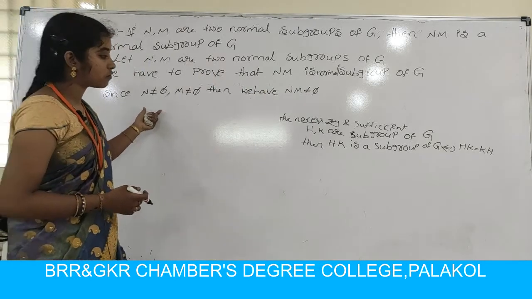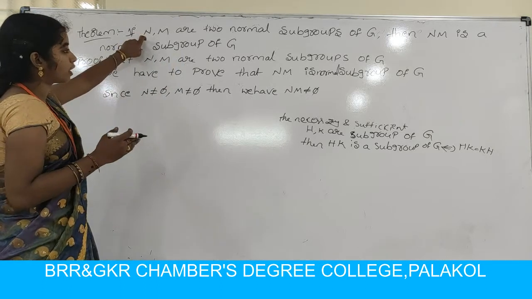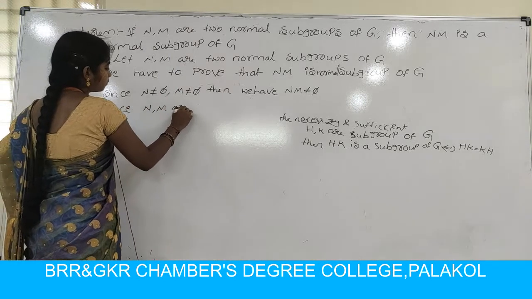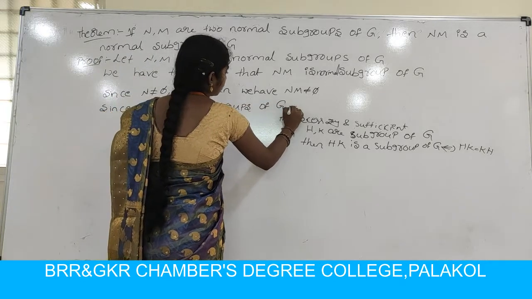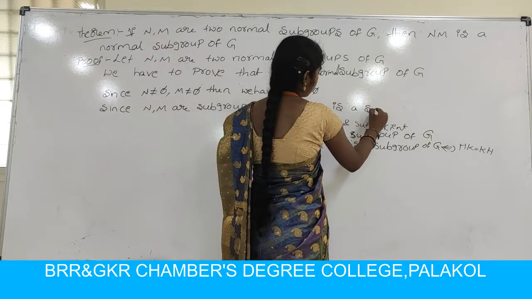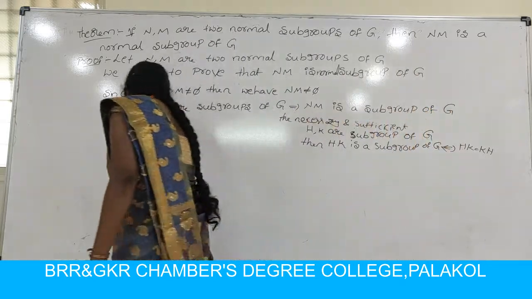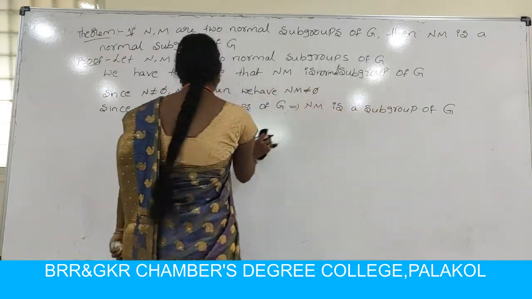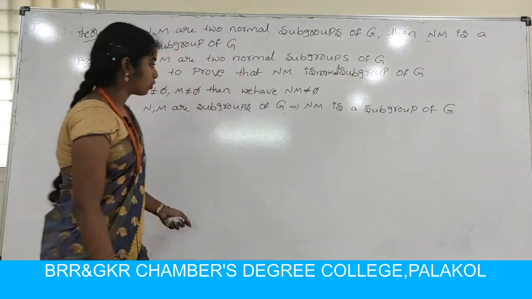So next, subgroup of Z. Already you know that N, M are two normal subgroups, so normal subgroups are also subgroups of Z. Since N, M are subgroups of Z, that implies NM is a subgroup of Z. So we have to show that xyx inverse belongs to NM.